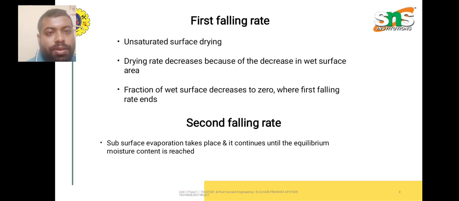First falling rate period. In this, unsaturated surface drying takes place. Drying rate decreases because of the drying in wet surface area. The fraction of the wet surface decreases to 0 where the first falling rate ends, and next is the second falling rate. Subsurface evaporation takes place and it continues until the equilibrium moisture content is reached. These are the theories about first falling rate and second falling rate.